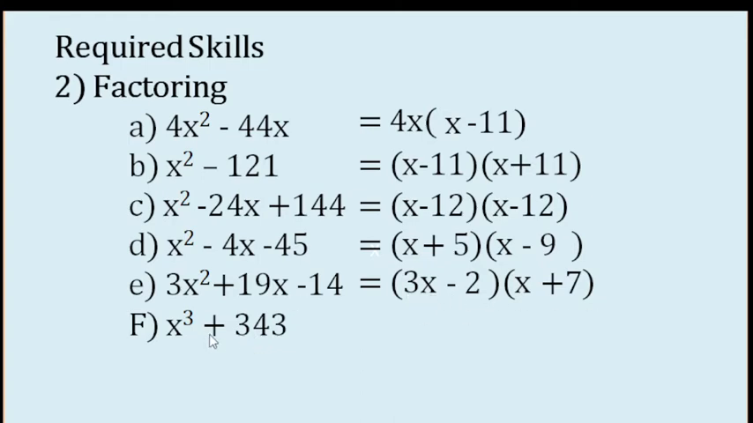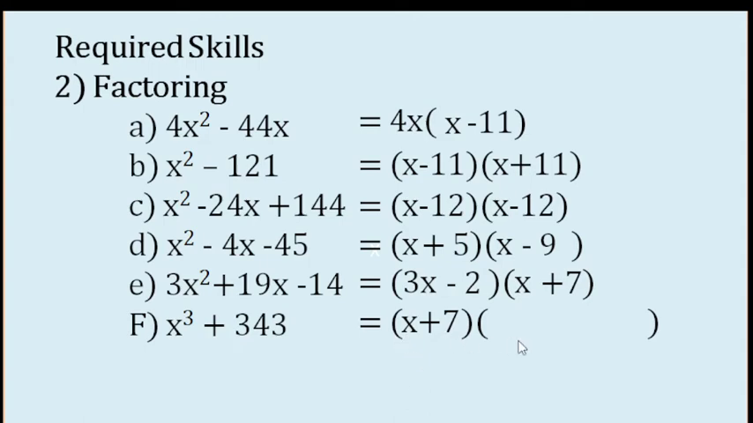Now the last type here is factoring the sum of two cubes. So the factors are one binomial factor and one trinomial factor. Where do we get our binomial factor from? The cube root of x cubed plus the cube root of 343 is going to be x plus 7. The cube root of x cubed is x, the cube root of 343 is 7.